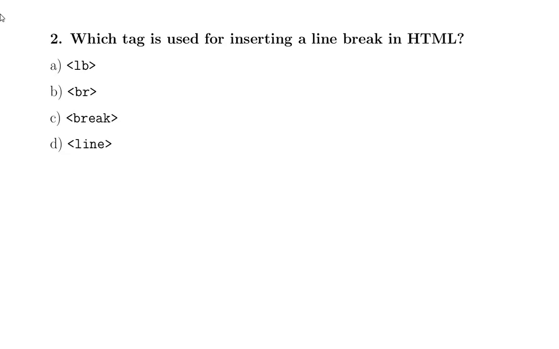Question number 2. Which tag is used for inserting a line break in HTML? Option A is LB, meaning line break. BR means break itself, and D option is line. The correct option is BR, the tag used to break a line in HTML.